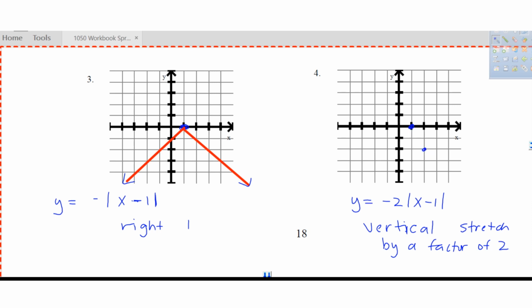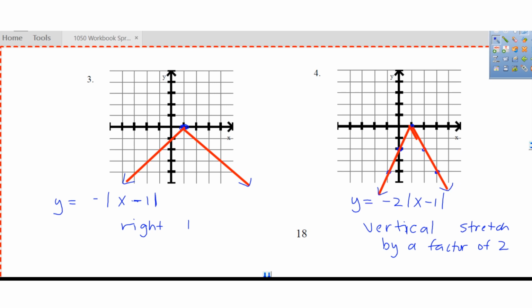So I'm just going to go right one, down 2, left one, down 2, again right one, down 2, left one, down 2, repeat, repeat as long as I want to. Negative 2 or not? Say it again. Would you not say by a factor of negative 2?